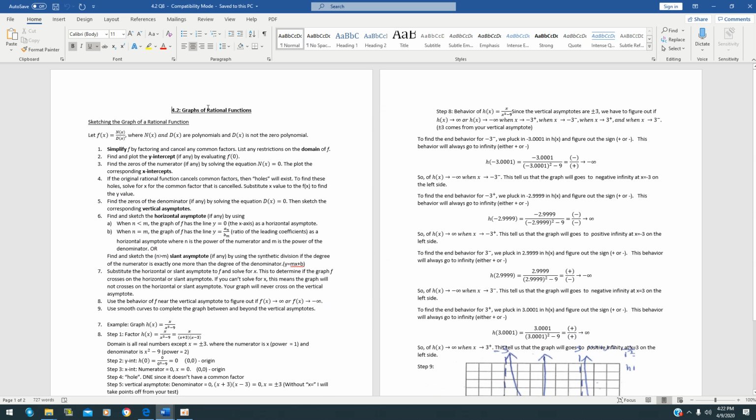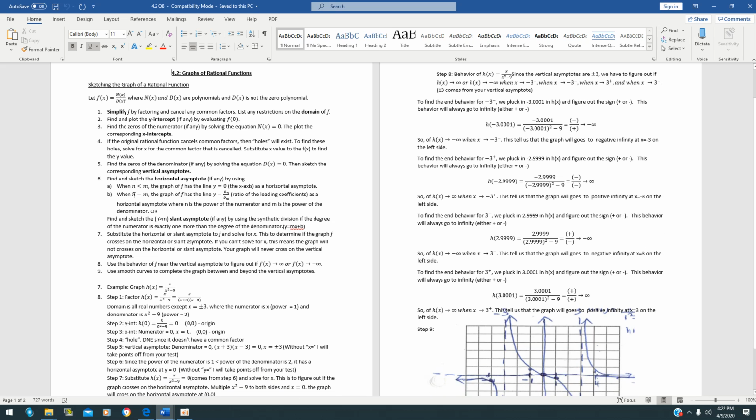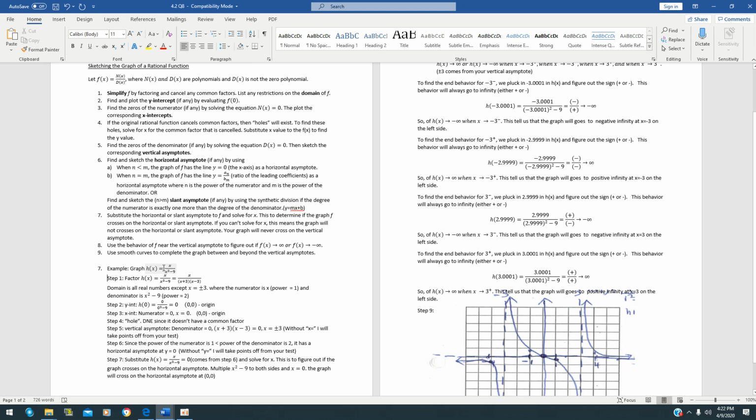This is for 4.2 college algebra, how we graph rational functions using all these 9 steps. This time your function is from question 7. So question number 7 is asking us to graph the function h of x equals x over x squared minus 9. Again, step 1 in this case is to factor this.